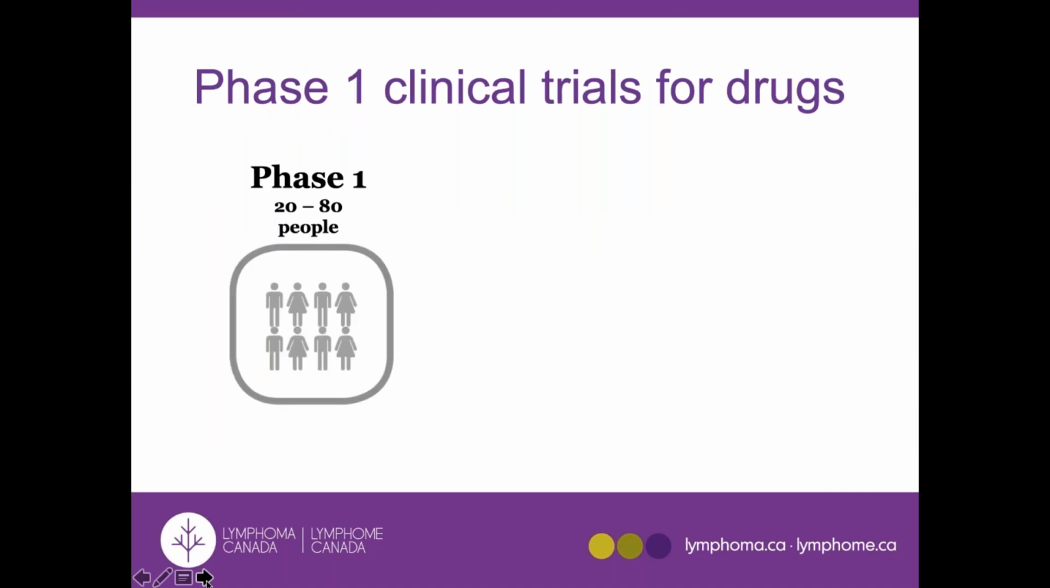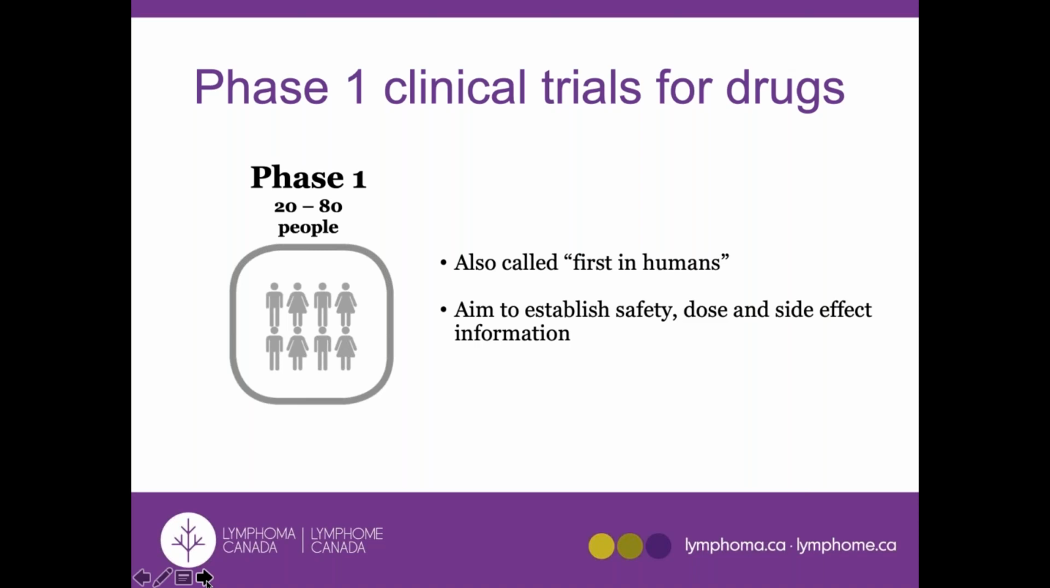Okay, so now we'll look at the different phases of clinical trials for drugs. So phase 1, as I mentioned, generally is a small number of people. The goal here is to really look at the safety of the treatment. Sometimes you'll hear this called first in humans because this is the first time that the treatment has been used in people. We're looking at the safety. So is it safe to put into people? We look at the dose and we look at the side effect information that's generated when the treatment is used in people.